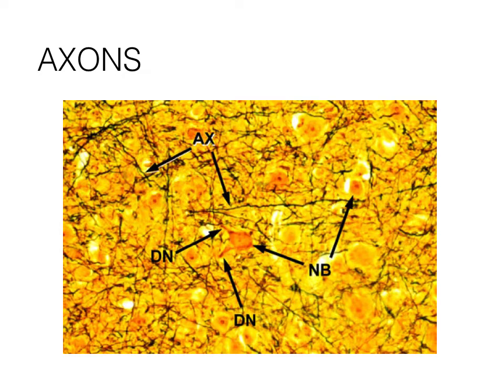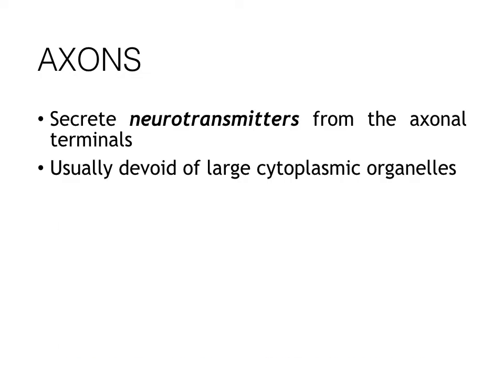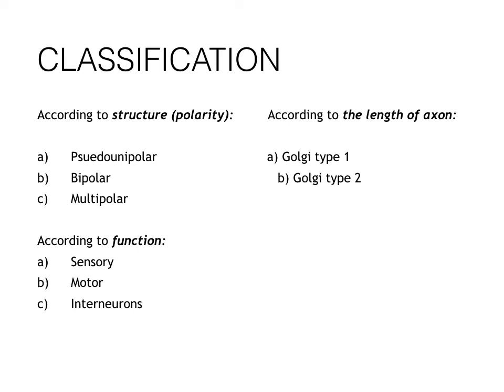So this is a picture of silver staining of the nervous system, where you can appreciate the axons as well as the neuronal cell body. The axons secrete neurotransmitters from the axonal terminals. Usually axons are divided of cytoplasmic organelles. Now we will see the classification of neurons.